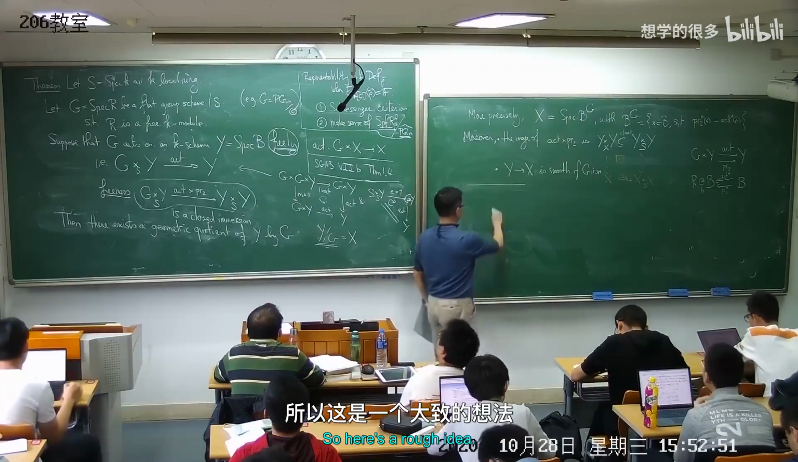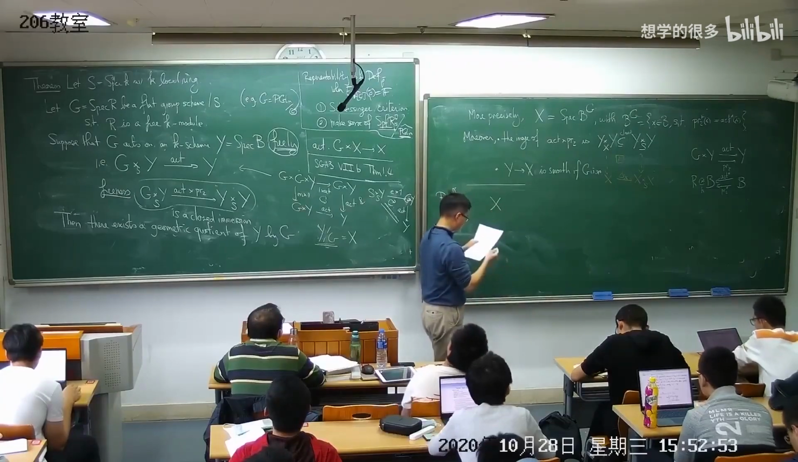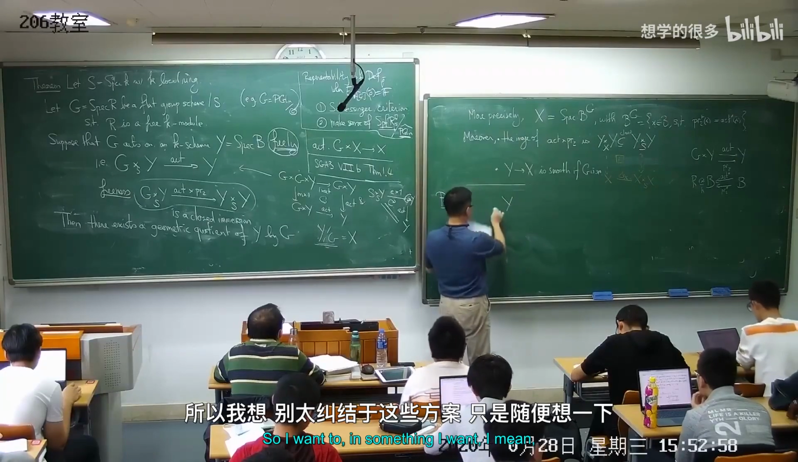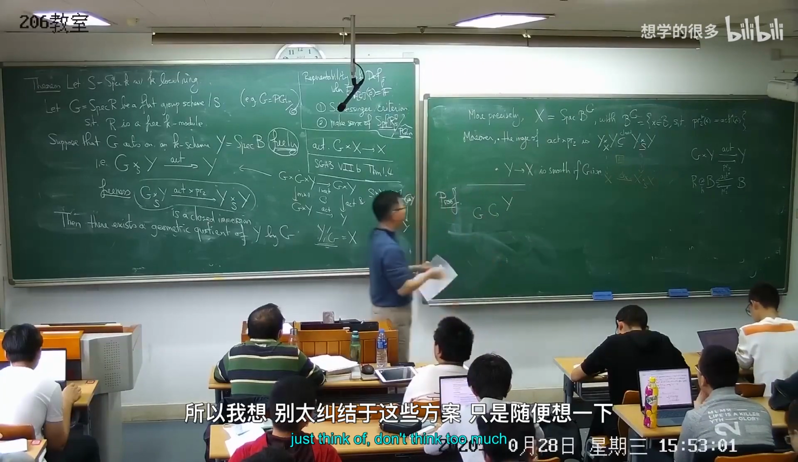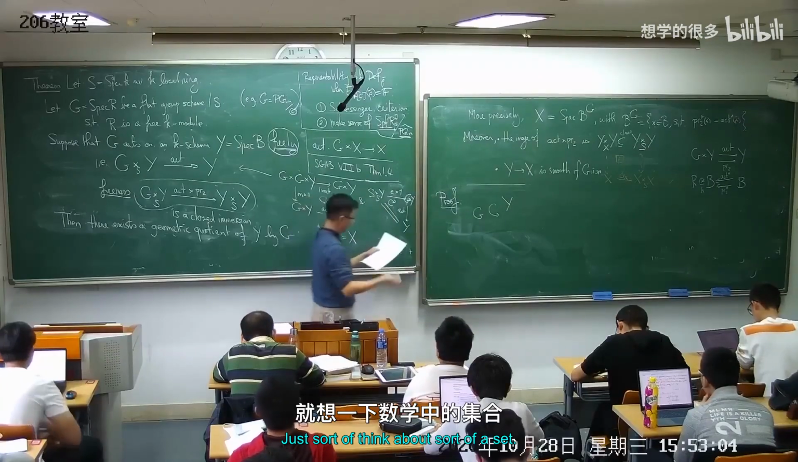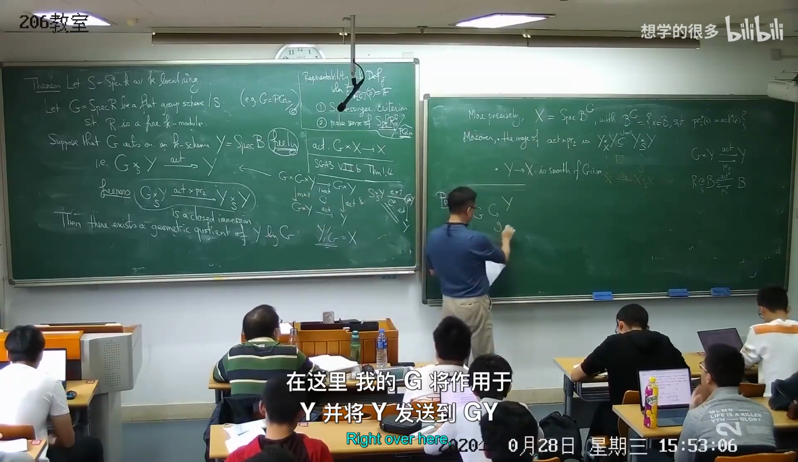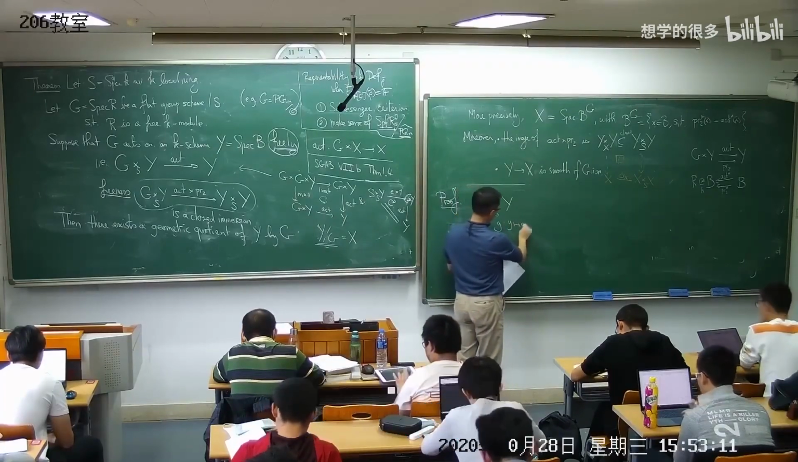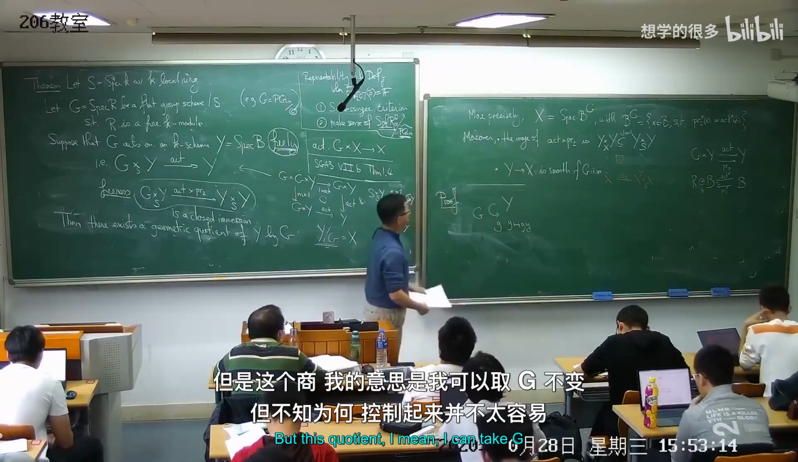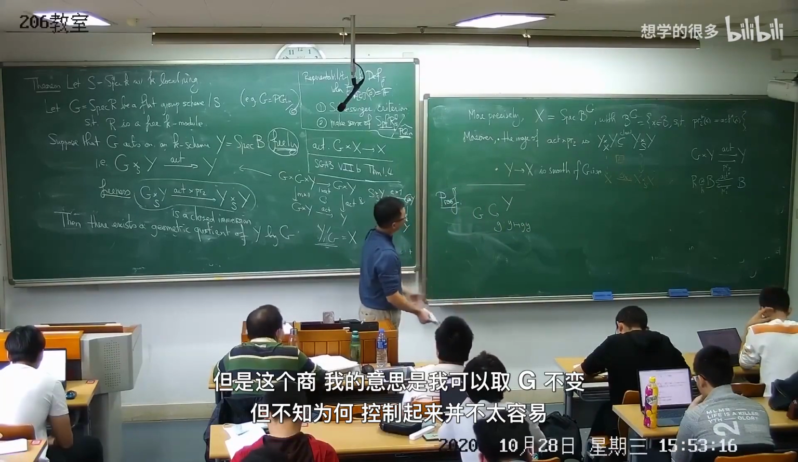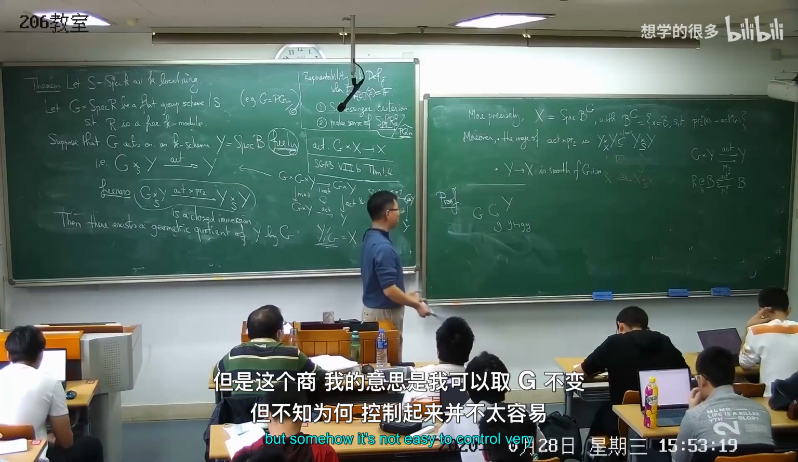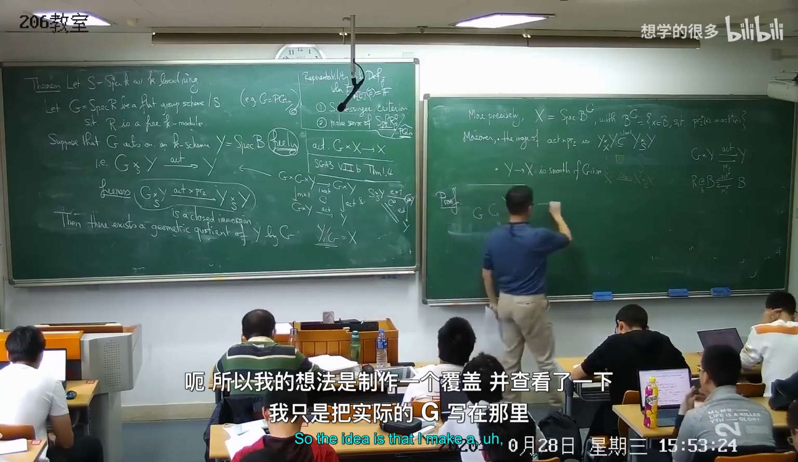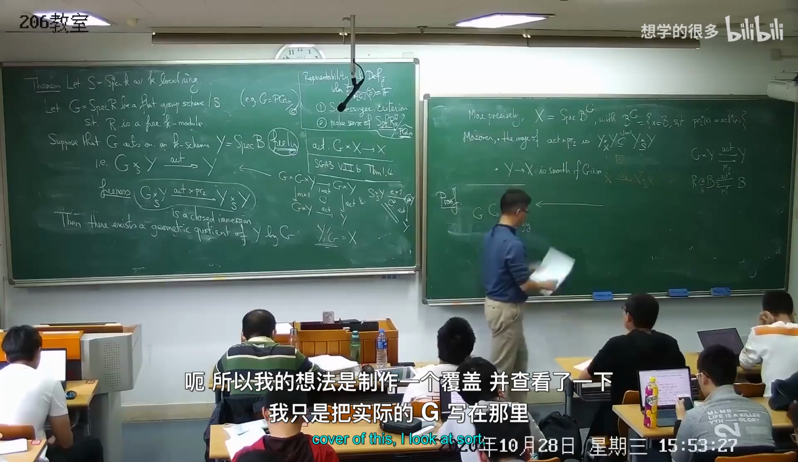Right. So here's a rough idea. Hold on a sec. In some sense, don't think too much about the schemes. Just think about a set. Right over here, my G will act on Y, sending Y to GY, right? But this quotient, I can take G invariants, but somehow it's not easy to control very well what we're getting. So the idea is that I make a cover of this.